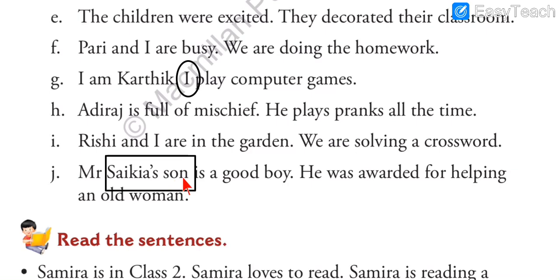Okay, Mr. Saika's son is a good boy. He was awarded for helping an old man. Now he means Saika's son, right? Instead of again using Mr. Saika's son, they have just used he. Now just imagine, my dear students, if Mr. Saika's son is a good boy, and again it is written Mr. Saika's son was awarded for helping the old man, how long it would be? Correct? So to avoid writing Saika's son again, they have just used the pronoun he, as he is a boy. Okay, so just circle it.